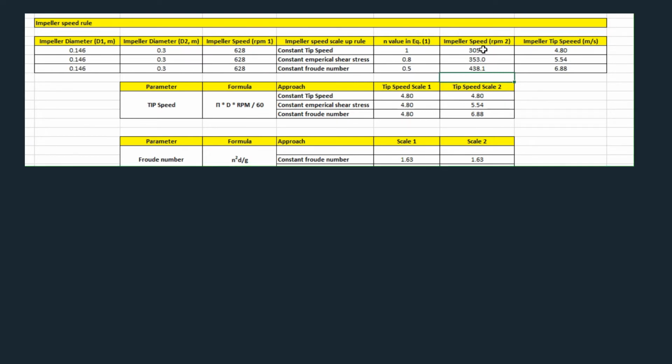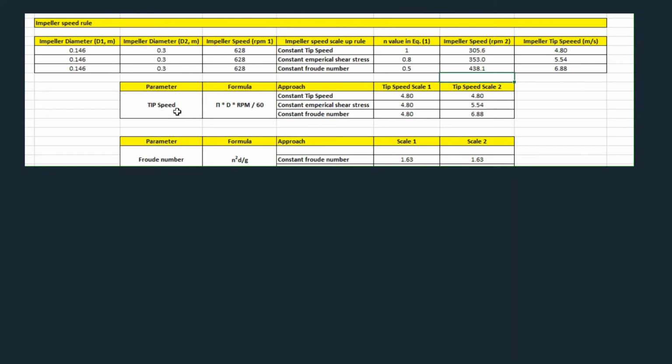Which one is to be applied, that we will learn. First we will see the three rules I told you. First is the constant tip speed, second is the constant empirical shear stress, third is the constant Froude number, correct. So let's see what happens by applying these three rules. The tip speed formula is pi D rpm divided by 60. We divide by 60 because rpm is reported in rotations per minute, so by 60 we can convert it into seconds.